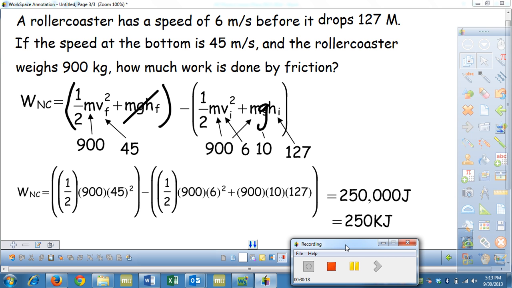So all we basically have to wrap up is that the work due to a non-conservative force is just the final kinetic energy plus the final potential energy, minus the sum of the initial kinetic energy and the initial potential energy. You've got to be careful with those parentheses because we want to subtract off both the initial potential energy and the initial kinetic energy. So we have to subtract off the sum of the two.